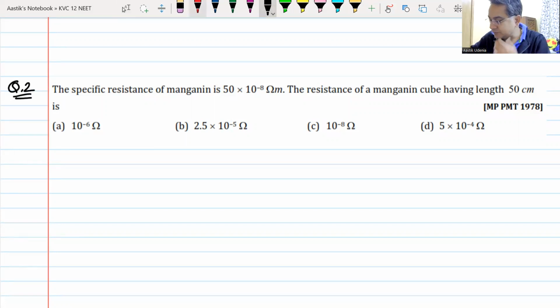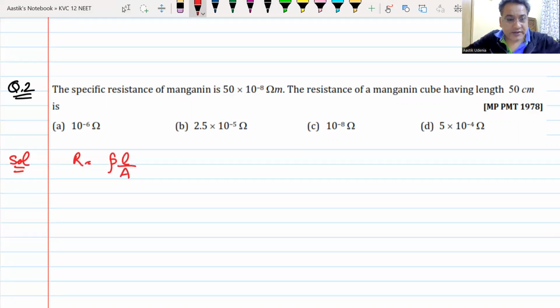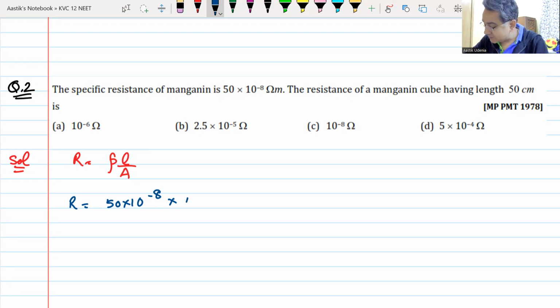Question number 2. So, how are you supposed to get the resistance of this? Resistance is rho into L by A. Sir, option B, sir. That is absolutely wrong as well. So how do you get the resistance? Resistivity is 50 into 10 raised to the power minus 8 ohm meter multiplied by the length. This is a cuboid, I mean, this is a cube. What is the distance between any two sides? That is the length of the edge. That is 50 centimeters, my dear friend.